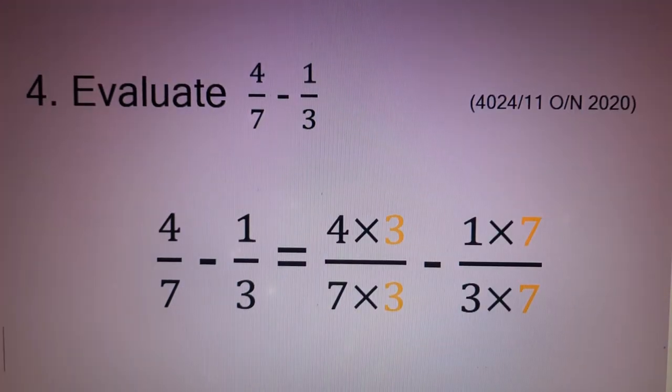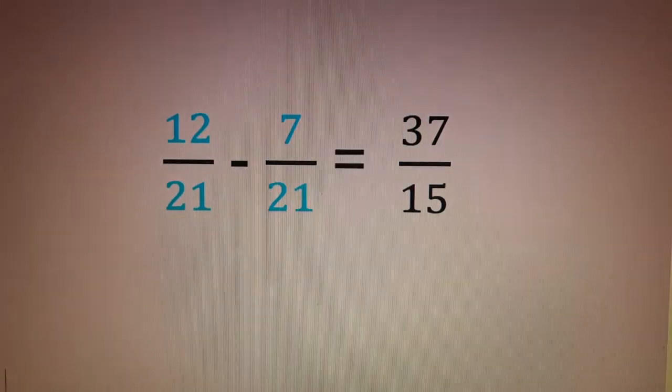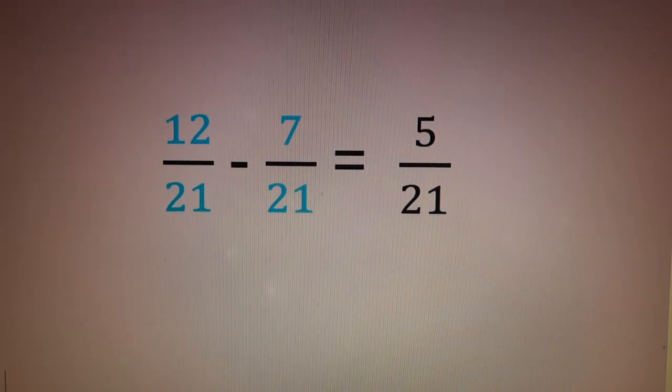So in the first fraction, both numerator and denominator can be multiplied by 3. In the second fraction, both numerator and denominator we multiply by 7. When their denominators are the same, we can simplify their numerators. 12 minus 7 equals 5. Denominator 21 remains the same. So the final answer is 5 over 21.